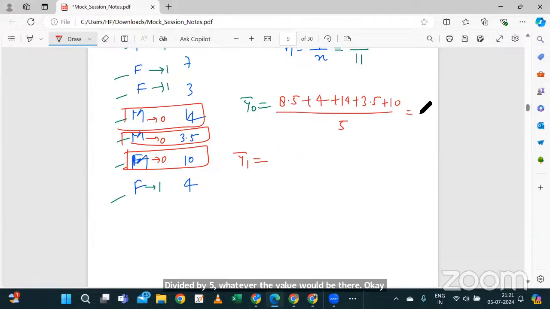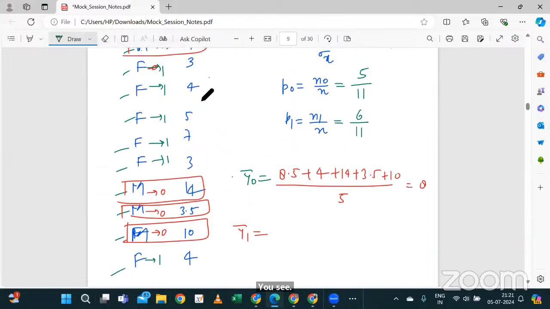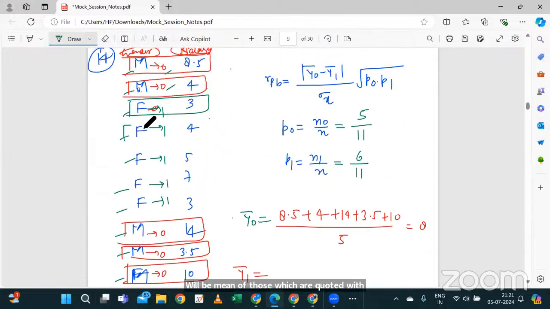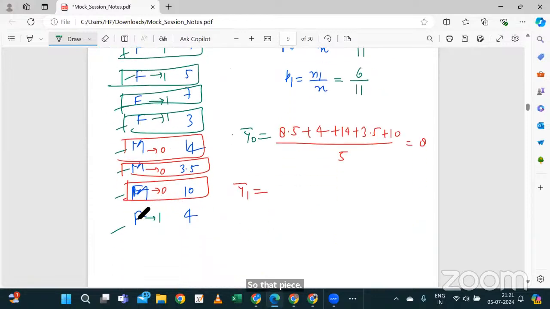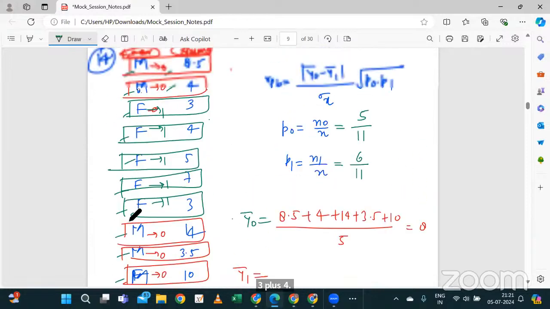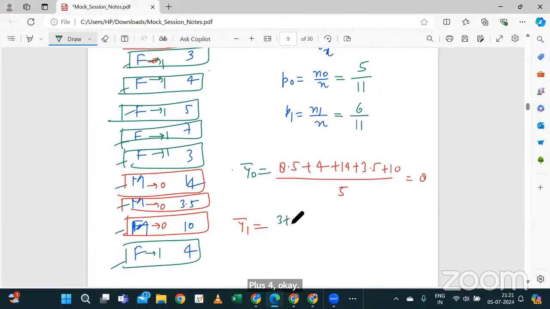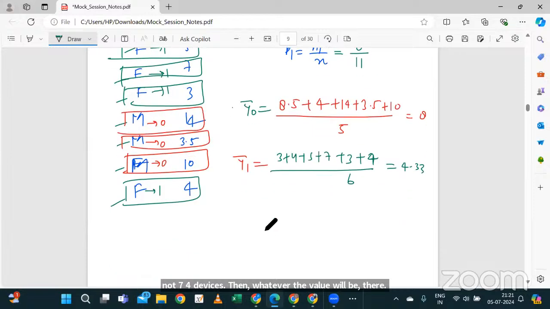Similarly, Y bar 1 will be the mean of those observations which are coded with 1. So that is 3 plus 4 plus 5 plus 7 plus 3 plus 4, divided by 6, and whatever the value will be, 4.33. Okay, 4.33.